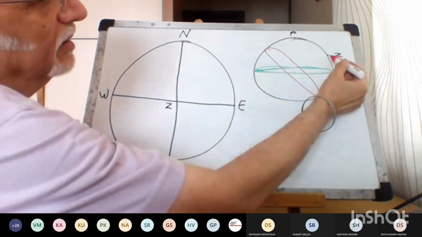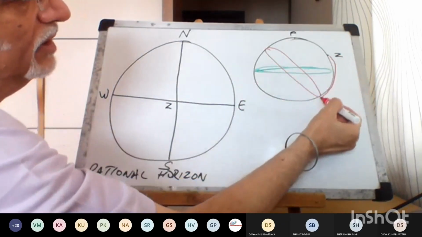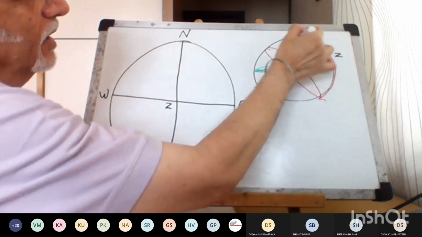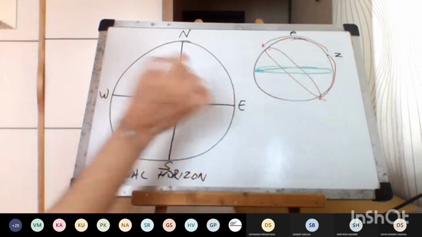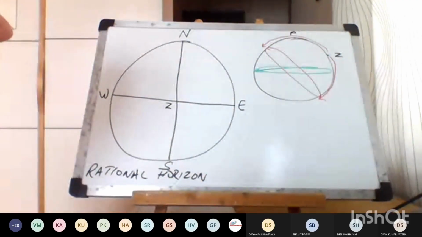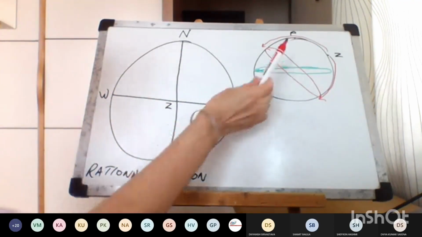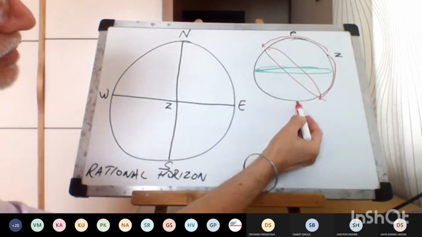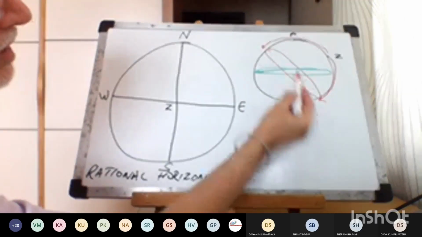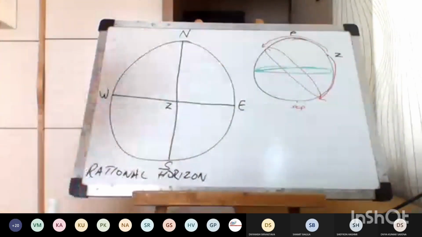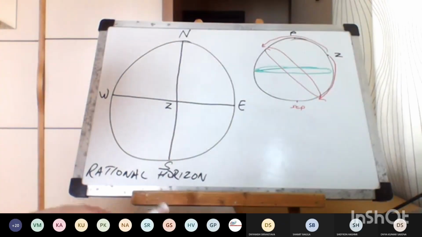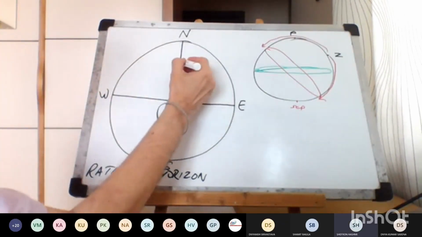And we said that the observer can see up to here, zenith, and this. The red is the rational horizon which I have drawn here. Which means what? That this pole, the north pole, is coming within the view of the observer. Yes or no? So can I say that this is the pole?